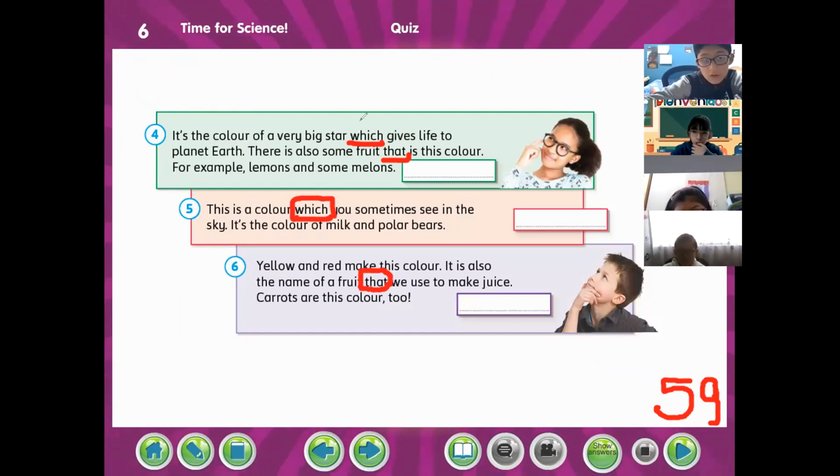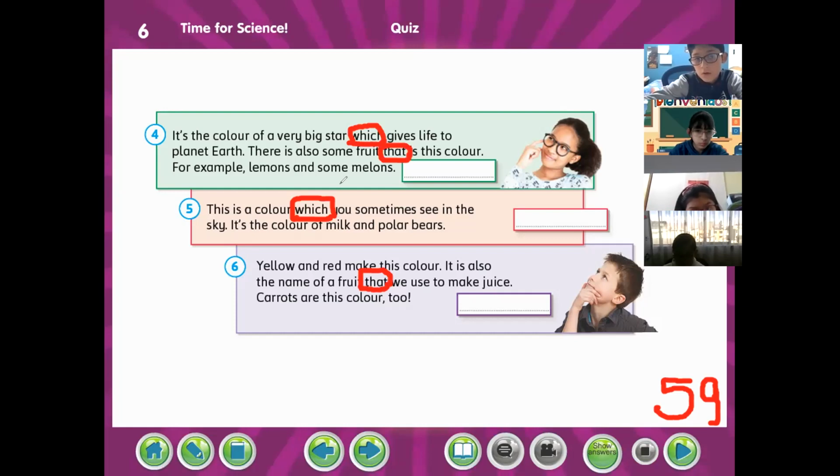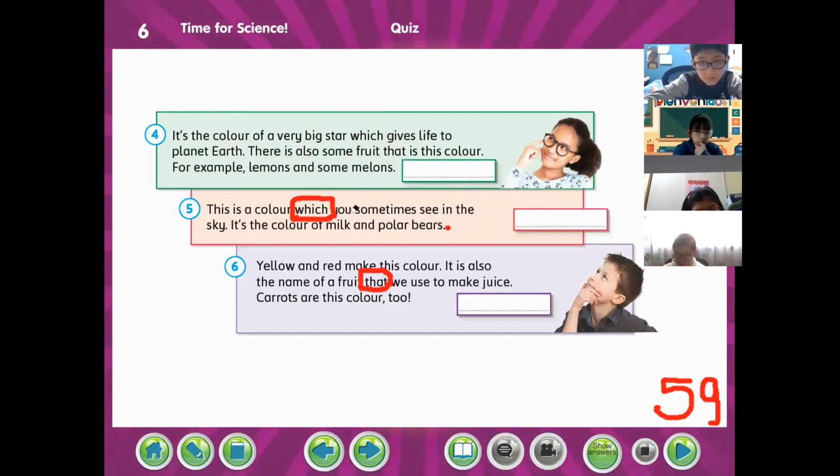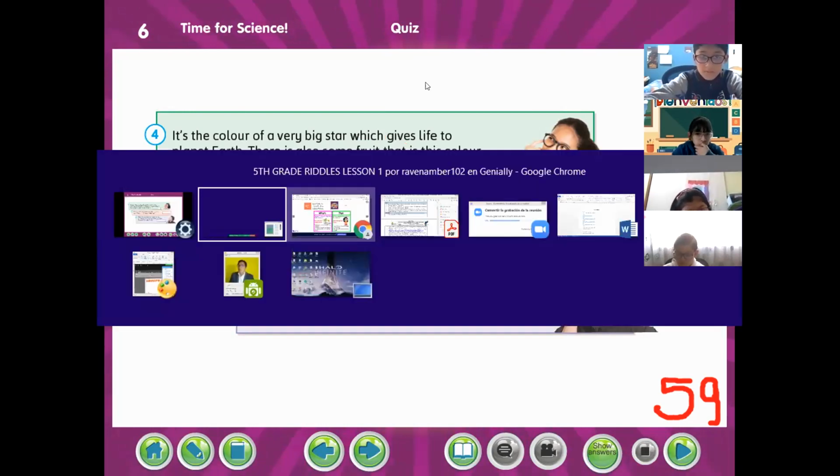Vamos a hacer en grupos y vamos a tener que nosotros hacer una pregunta, así, ¿no? Con which and that. Yes, Eduardo, but it's not a question, huh? Look. They are only sentences. Una adivinanza tenemos que hacer. Yes, Eduardo. We are going to work with that, but pay attention in the grammar, okay? To know that, we need to know this.